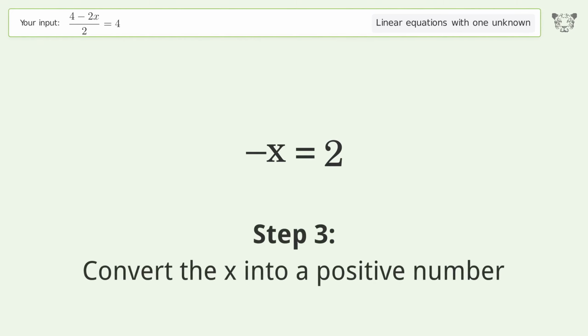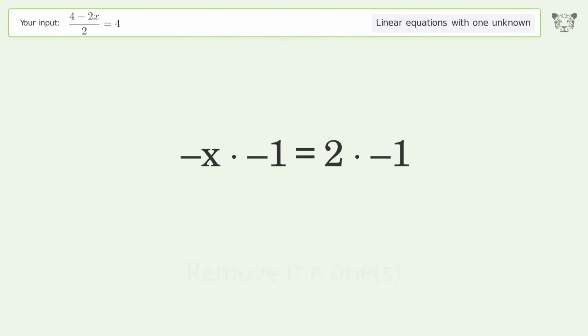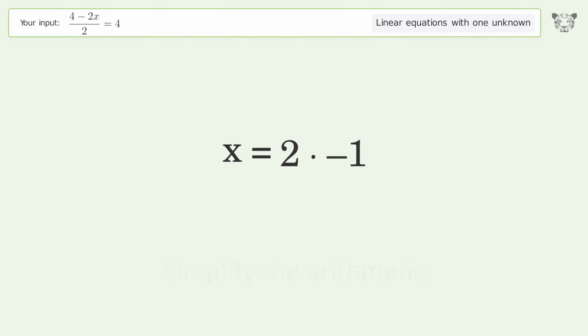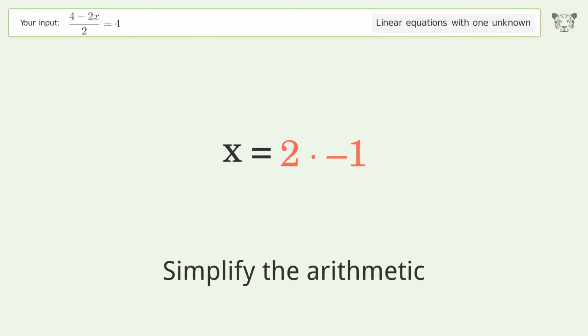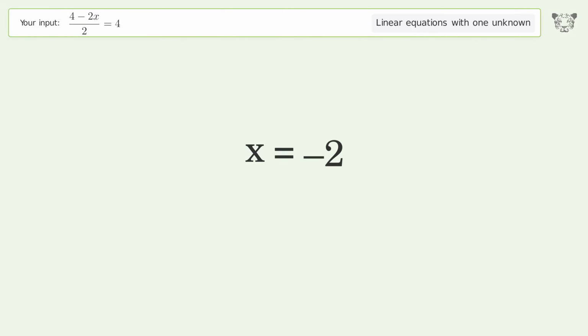Convert the x into a positive number. Multiply both sides by -1. Remove the ones. Simplify the arithmetic. And so the final result is x equals -2.